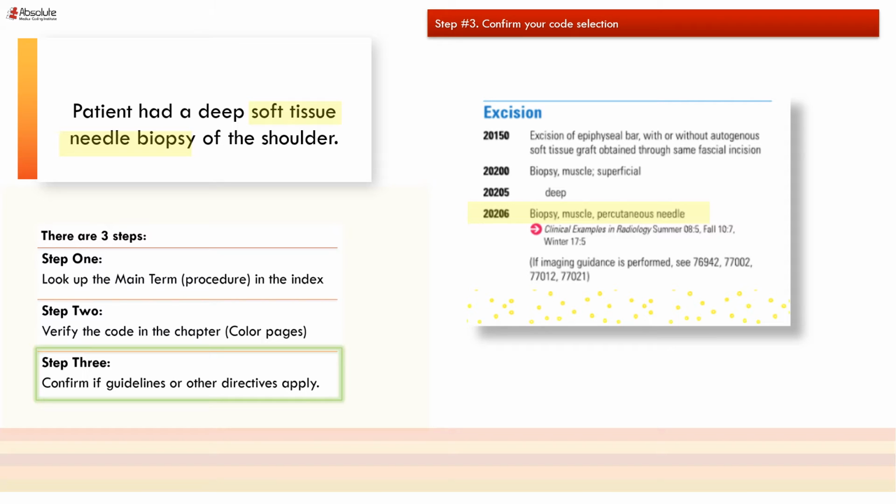However, we want to look at that parenthetical guideline that's underneath this code. And if imaging is performed, we're going to use codes from the 70,000 series. We don't need to worry about that because there is no imaging guidance mentioned in our scenario, but we always have to take a peek at those parenthetical guidelines. As you can see, they are very important. All right, everyone, so what do you think of this one? Let us know, and I have one more for you.